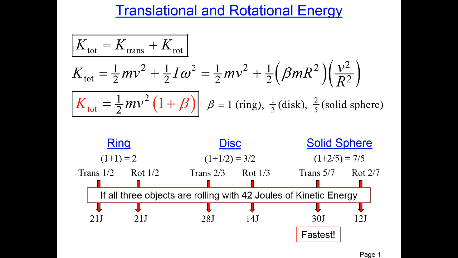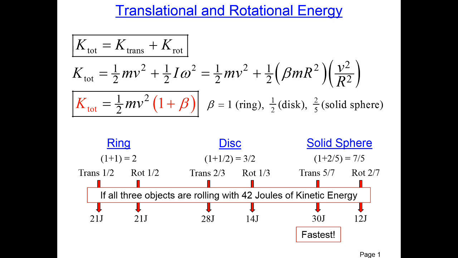Anyhow, it takes energy to make the object roll, so the more energy it takes to make the object roll, the less energy there is for translational kinetic energy, and the slower the object moves. Our total kinetic energy is equal to the sum of the translational kinetic energy and the rotational kinetic energy. We know the translational kinetic energy, that's 1/2 mv squared, and the rotational kinetic energy is similar. It's 1/2 times I, the moment of inertia, times omega, the angular velocity, squared.